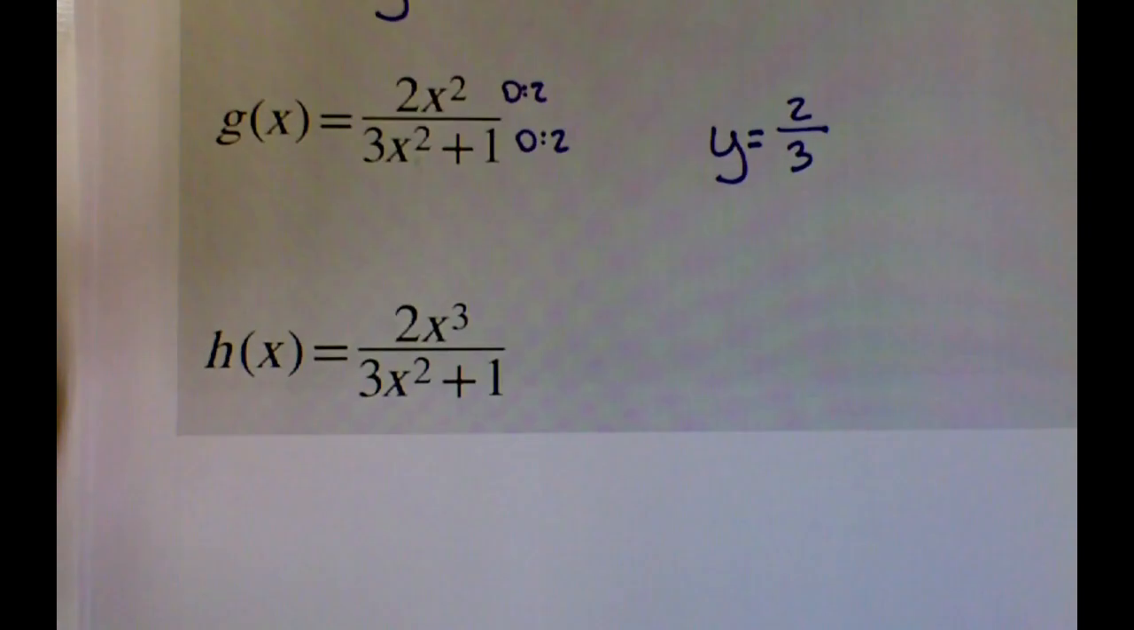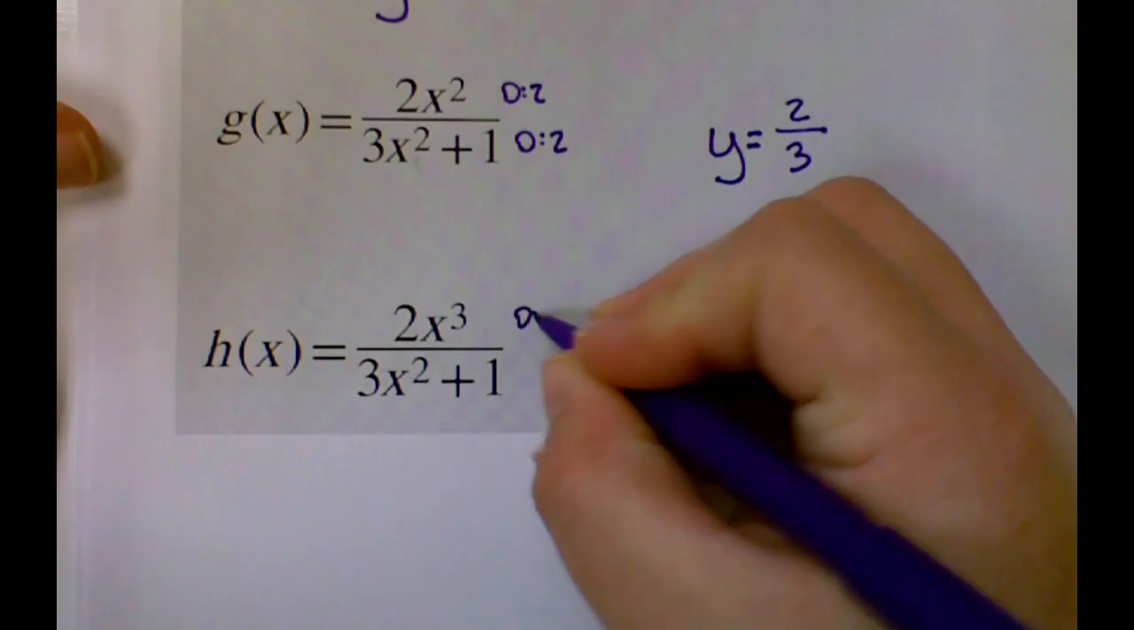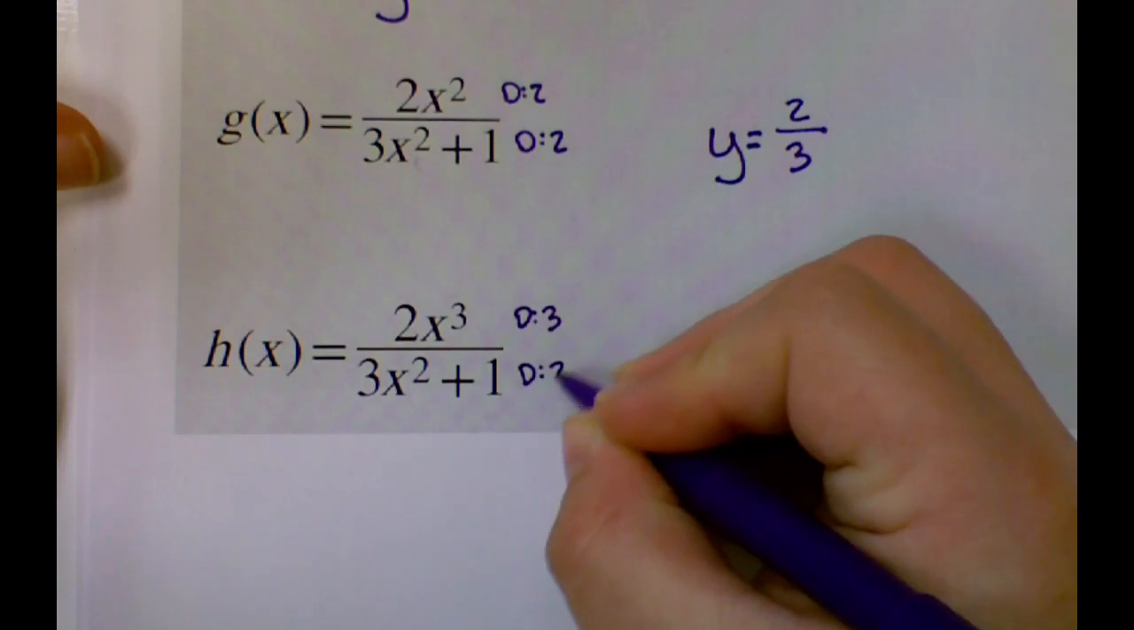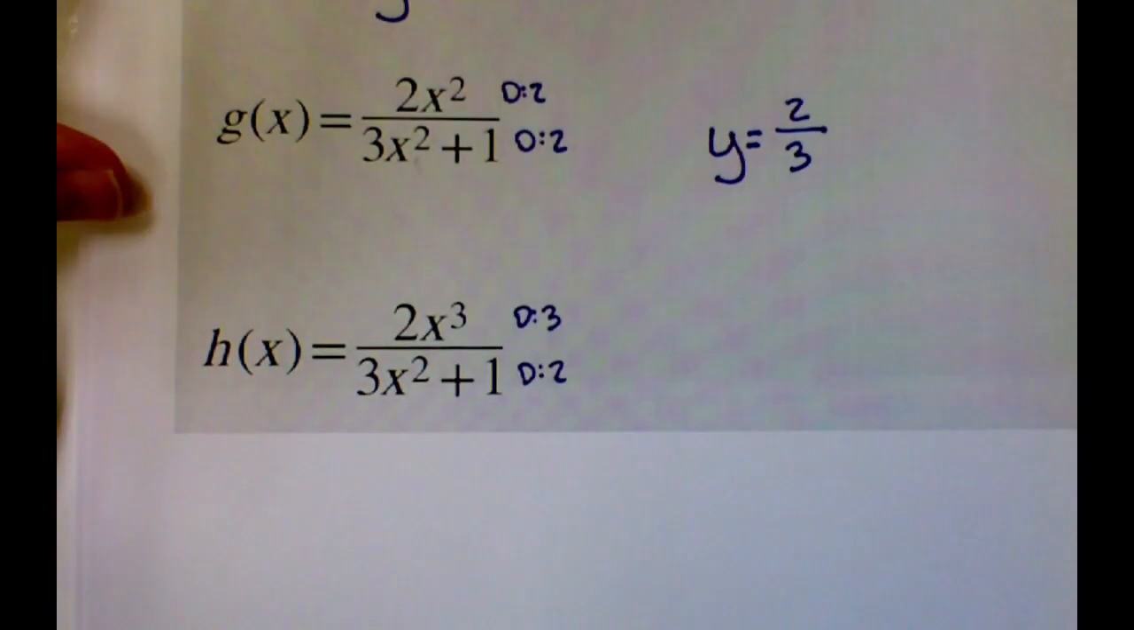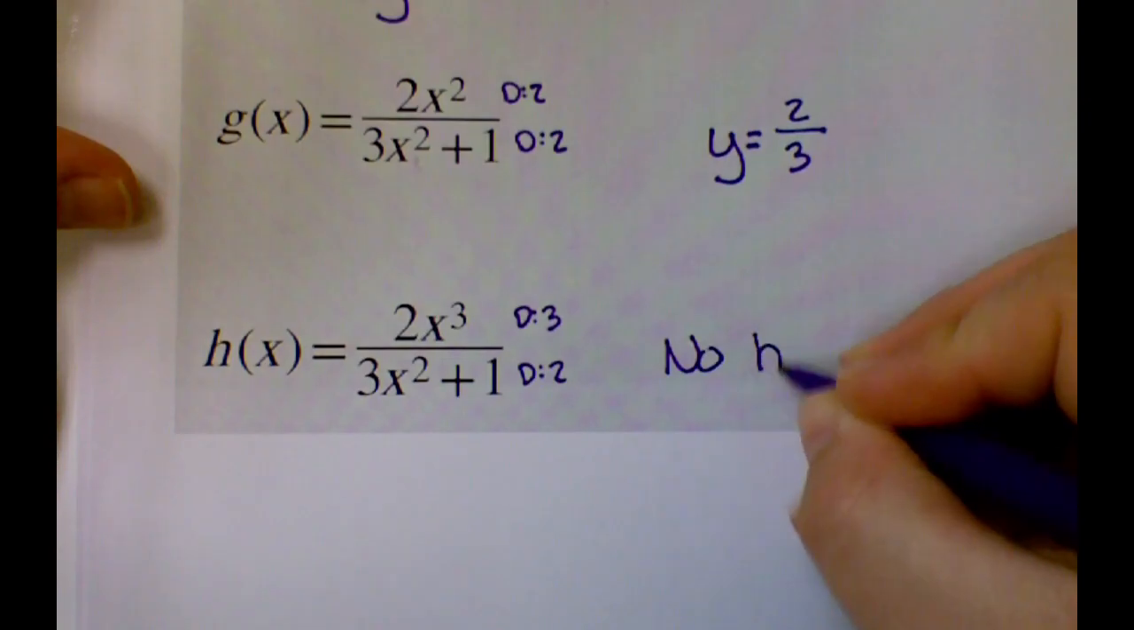My horizontal asymptote is 2/3. And finally, for h of x, the degree of my numerator is 3. The degree of my denominator is 2. The degree of the numerator is bigger, which means there is no horizontal asymptote.